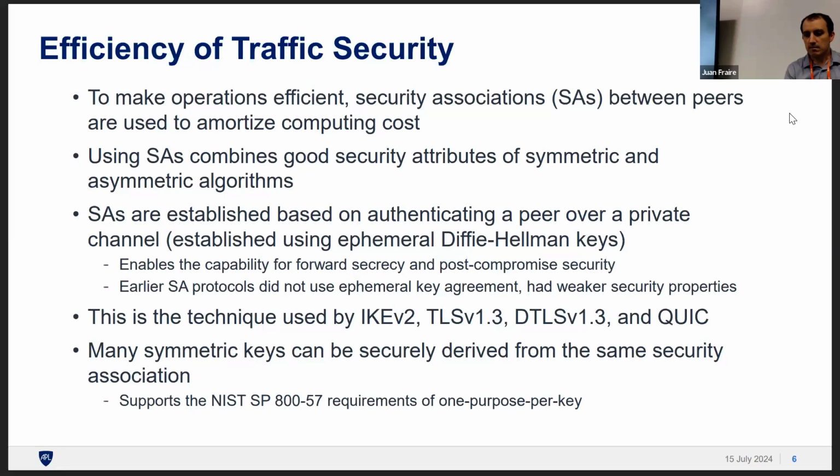The way it's typically done is using an algorithm called Diffie-Hellman, which is a way that two parties can agree on a shared secret and then use that shared secret to derive keys. This technique is currently in use by protocols such as IKE and TLS, DTLS, and QUIC. This is the general state of the art of how terrestrial network security operates today.